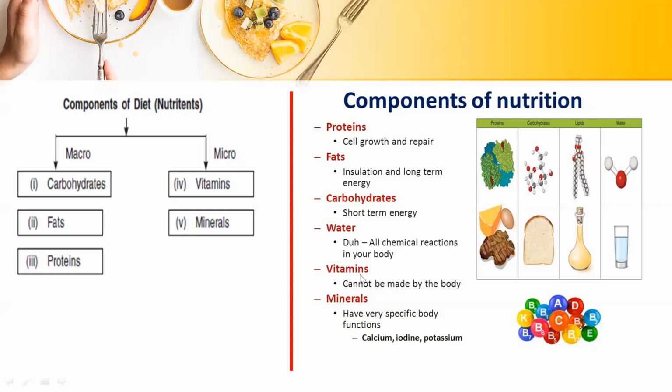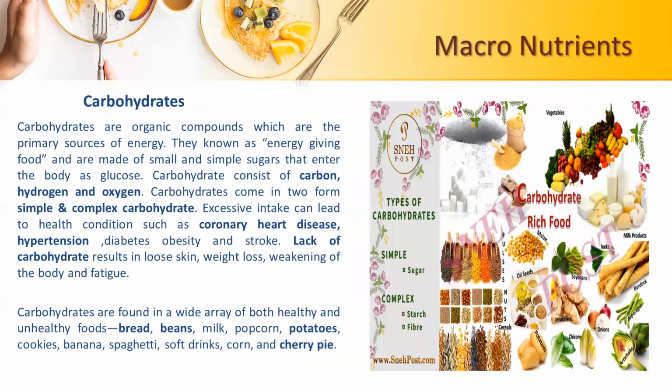Vitamins cannot be made by the body, so these are essential to be taken in a diet. Minerals have very specific body functions, which we'll discuss later on the next slide. So the second one is carbohydrate, and the first macronutrient here, carbs.